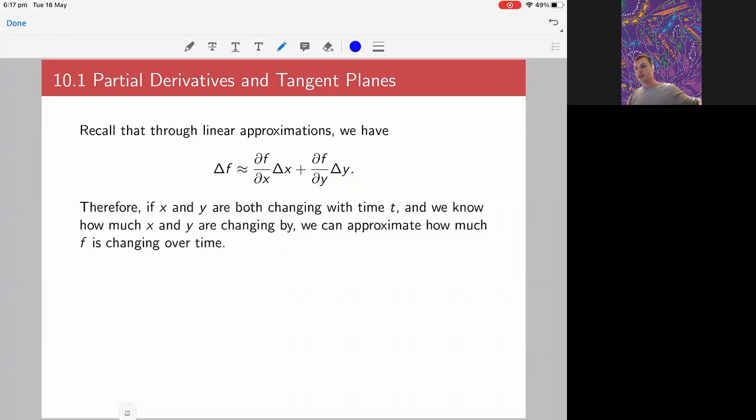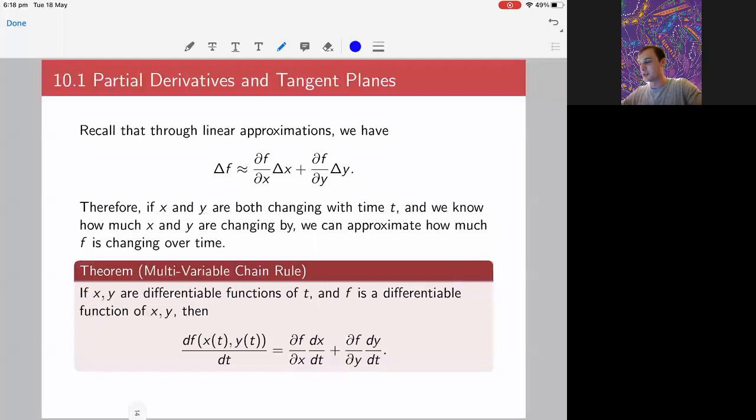So in principle, what this means is that if x and y are both dependent on another variable, time for example, and we know how quickly x and y are changing with respect to time, we can work out how much f is changing over time. So this brings us to a chain rule of sorts, because we've got a function f which depends on things which depend on something else. Whenever that happens, we start thinking of the chain rule. And in particular, what we've got here is the multivariable chain rule.